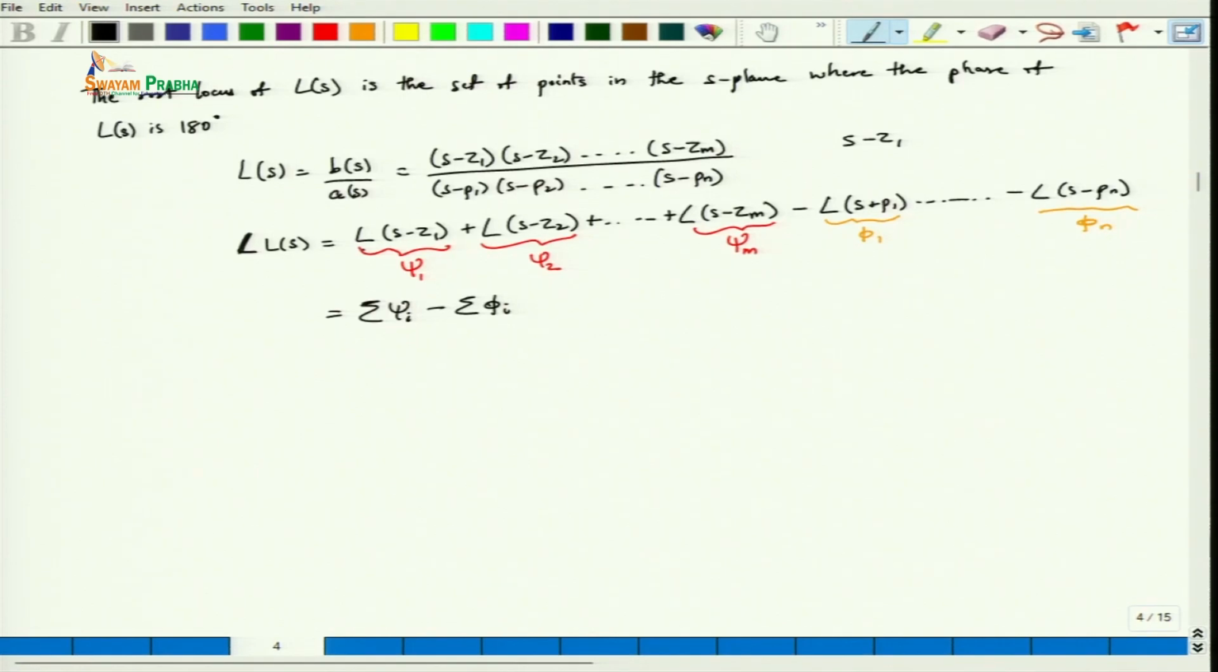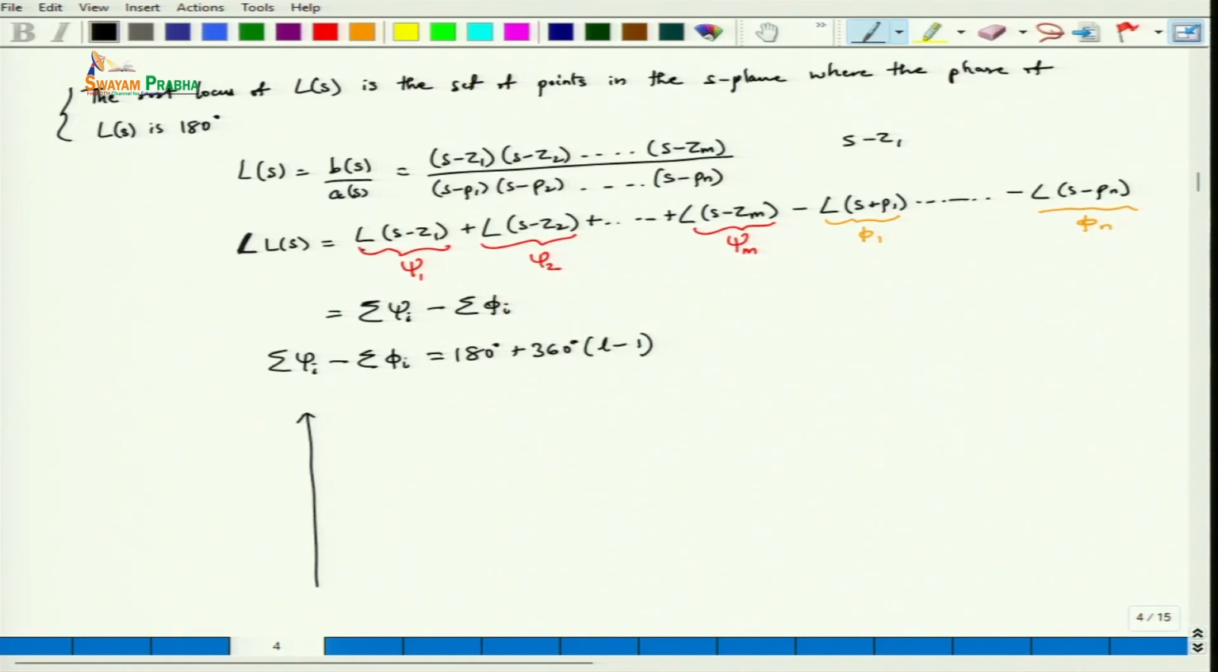And what this statement here says is the root locus is the set of points in the S-plane where the phase is 180 degrees. So basically it's the set of all points which satisfy this condition, that is the phase of L of S is equal to 180 degrees plus 360 degrees into l minus 1.